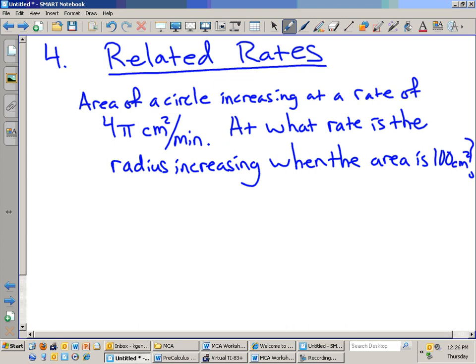Area of a circle is increasing at a rate of 4 pi centimeters squared per minute. What rate is the radius increasing when the area is 100 pi centimeters squared? This looks like a bad problem. It's not a bad problem.